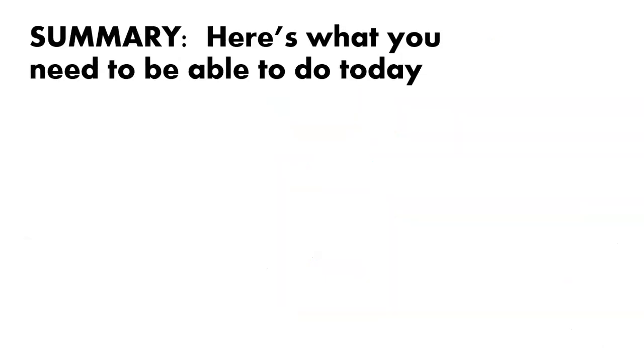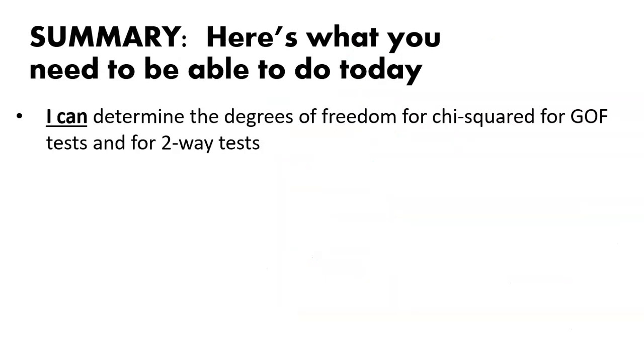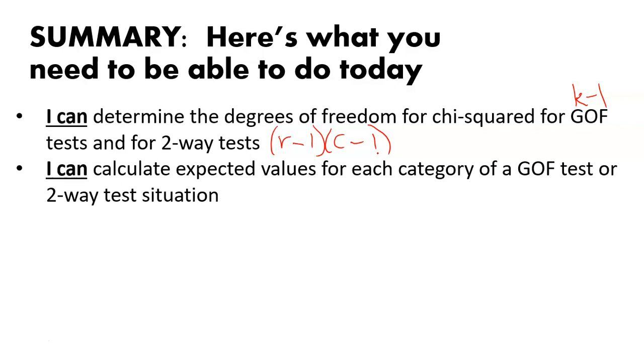So here's what you need to be able to do today. You need to be able to say, I can determine the degrees of freedom for a chi-squared goodness of fit test. That's K minus 1, categories minus 1, and for two-way tests, that's rows minus 1 times columns minus 1. So you need to know when I need to use which degrees of freedom.